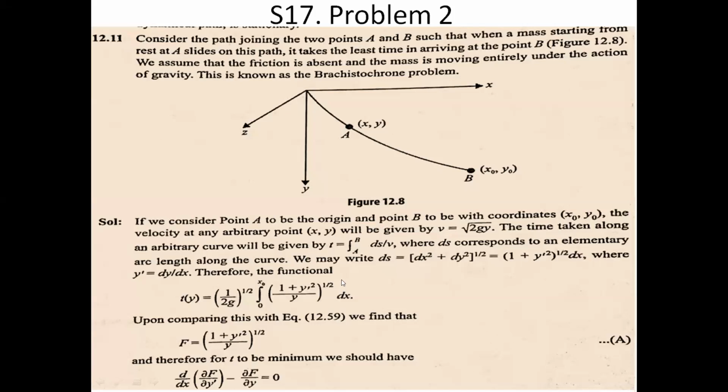And for T to be minimum, this integral to be minimum, as we have seen, the Euler-Lagrange equation has to be satisfied. So this functional f has to satisfy the Euler-Lagrange equation: d/dx of (df/dy prime) minus df/dy equals 0.